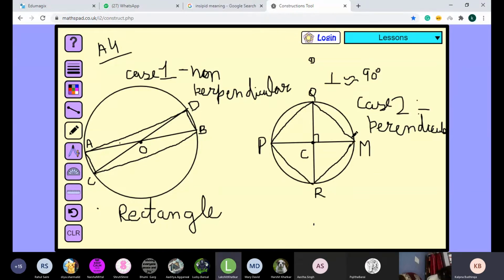But it is like a kite also. No, beta, it is not a kite. In a kite, adjacent sides are equal, opposite sides are not equal. Okay? All sides are equal here. The diagonals are 90 degrees. Therefore, it is a square.